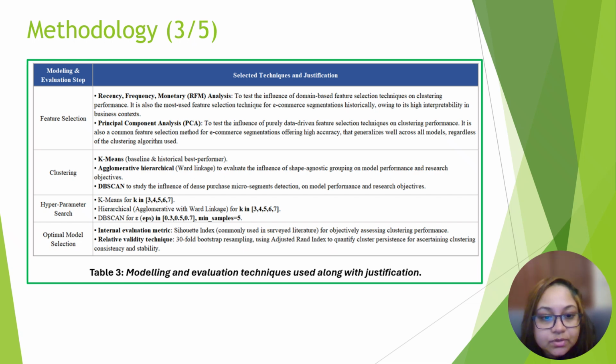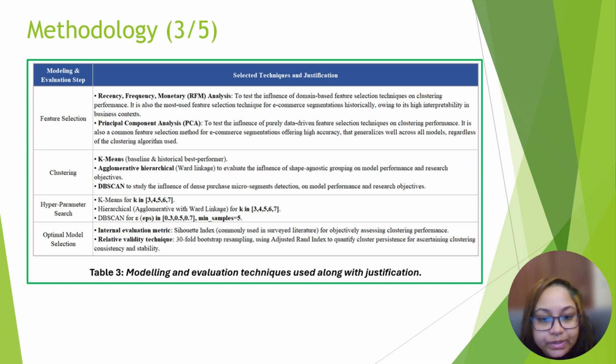Secondly, for clustering algorithms, three major clustering algorithms were benchmarked. The first of them being k-means, which is the baseline and historical best performer. Second of them being agglomerative hierarchical with Ward linkage. So this was used to evaluate the influence of shape agnostic grouping on model performance and research objectives. Thirdly, DBSCAN was used to study the influence of dense purchase microsegments detection on model performance and research objectives.